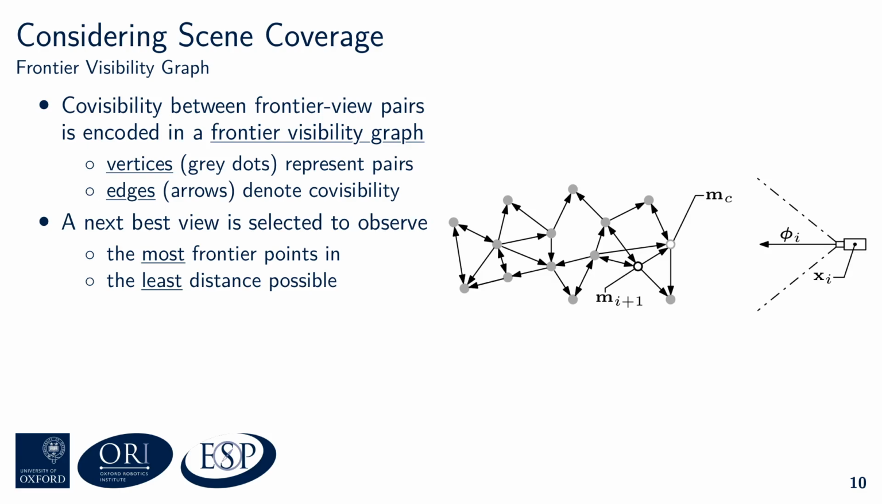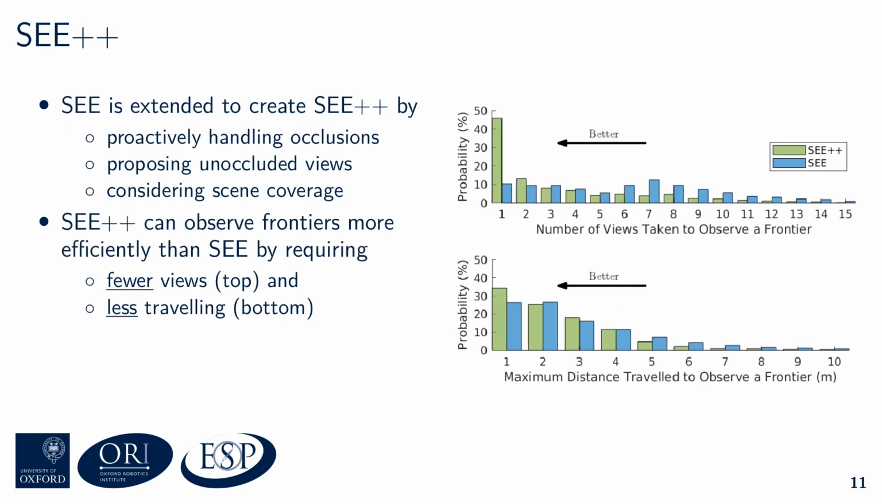This is achieved by identifying the vertex with the greatest number of outgoing edges that can also observe the frontier point associated with the pair MC, whose view is closest to the current sensor position, Xi. The performance of the presented strategies for proactively handling occlusions and considering scene coverage is evaluated by extending C to create C++. An improvement in the efficiency of frontier observations is demonstrated by a statistical analysis of the number of views and travel distance required to observe each frontier point.